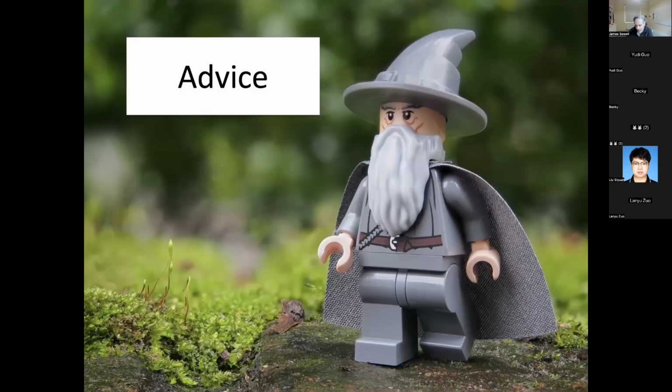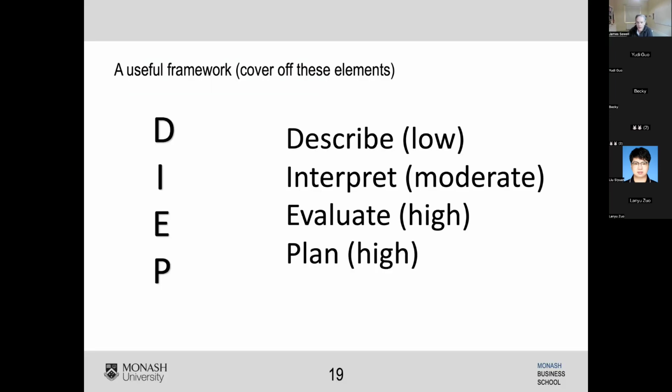So in terms of advice, I think a useful framework for thinking about your own writing, if you're going back to review it yourself, is really to look at those four elements. Have I described what the experience or experiences were? Have I interpreted them? How did they affect me? Have I evaluated them? And then have I thought about, well, now that I know this, how might the future be different?